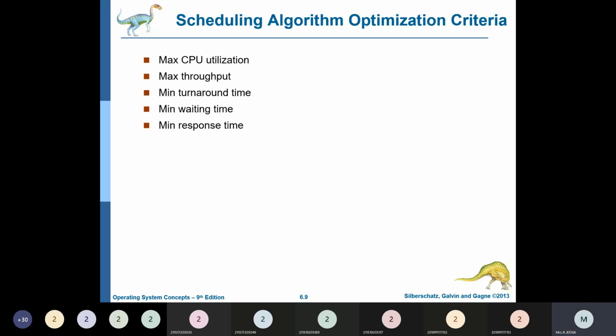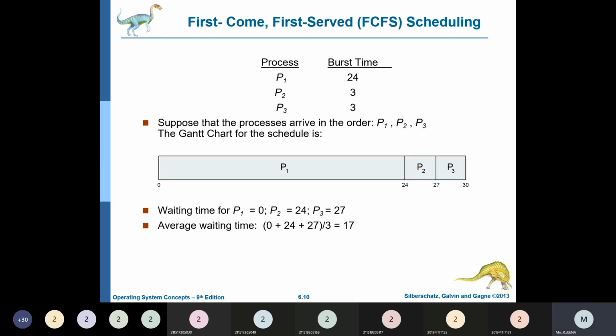So our aim is to maximize CPU utilization and throughput, and to minimize turnaround time, waiting time, and response time. These are our aims, and we have to take these criteria or measures into consideration before selecting which algorithm to apply, which will be more efficient.